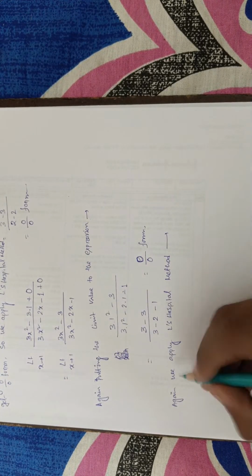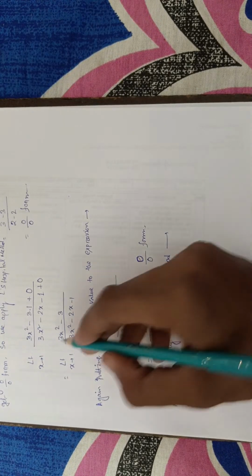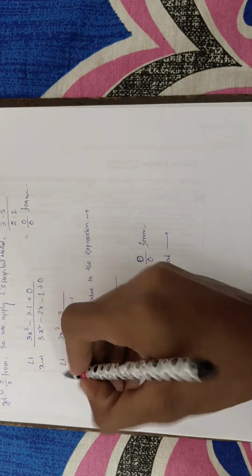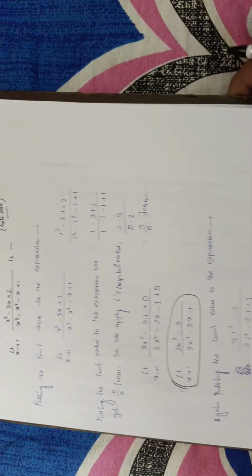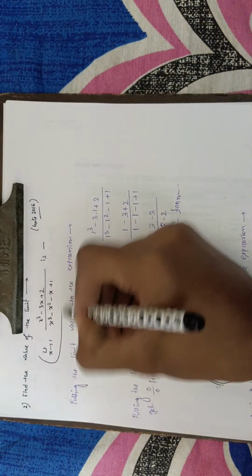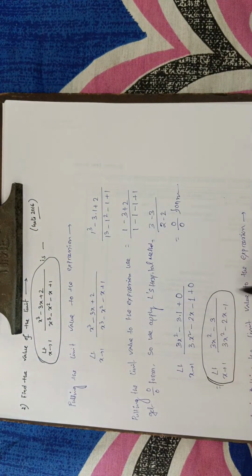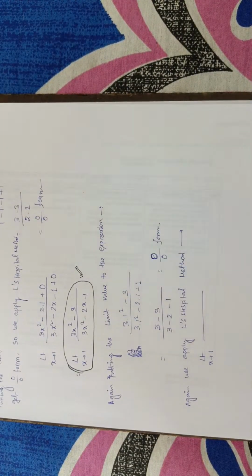So if we do so, we get limit x tending to 1, 3x square is the first-time derivative. We are now focusing on this expression, not the main expression. For these expressions we can get the first-time derivative, then again we can do the same from the first-time derivative, so again we focus on this expression.